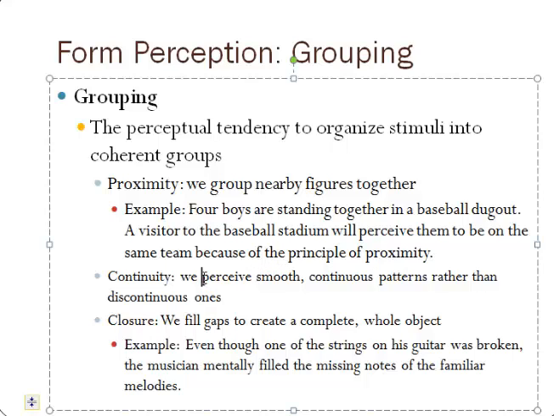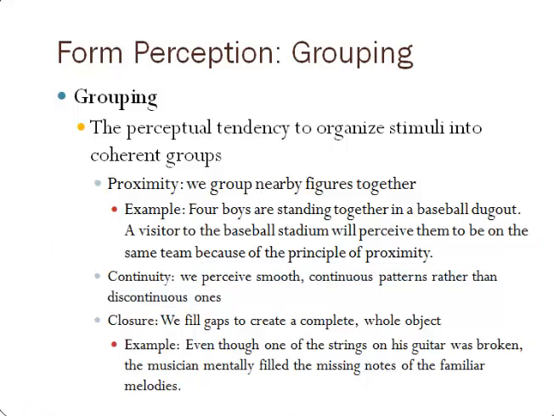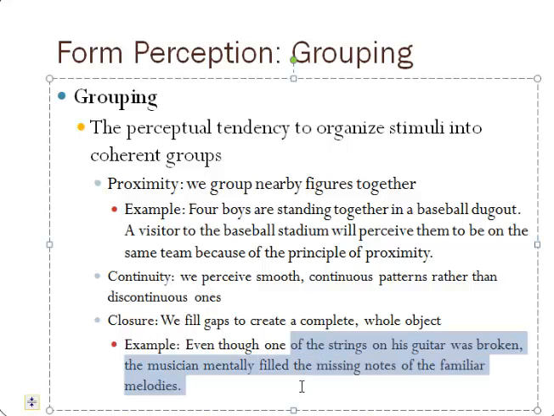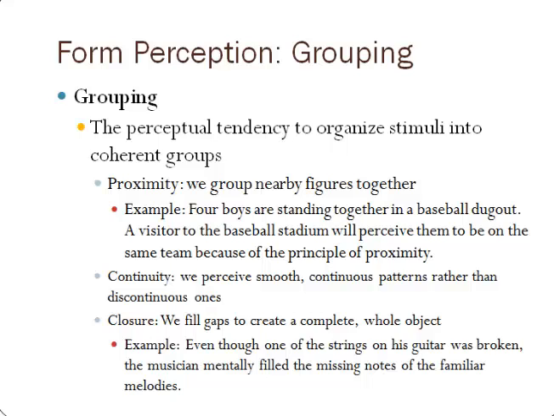Continuity. We perceive smooth, continuous patterns rather than discontinuous ones. We may be able to fight this impulse, but the initial impulse is to make things consistent with each other. And finally, we fill gaps to create a whole object. Even though one of the strings on a guitar was broken, the musician could mentally fill in the missing notes of familiar melodies. If something is missing, obviously it's not going to be there, but you can fill out in your mind what should be there.